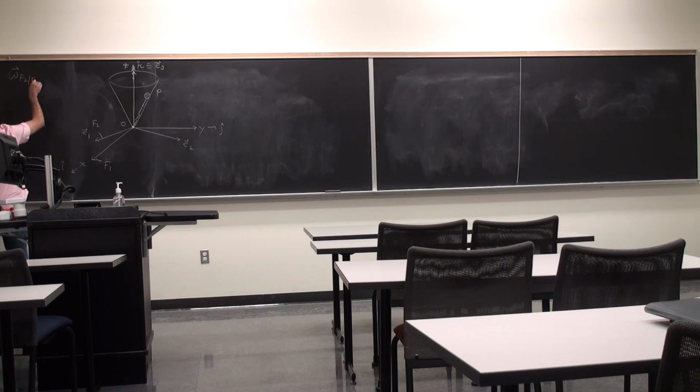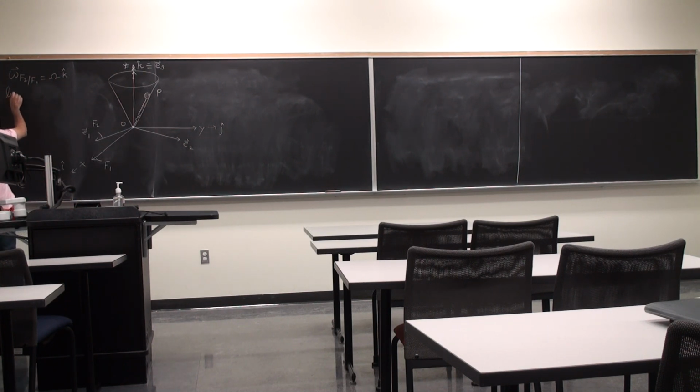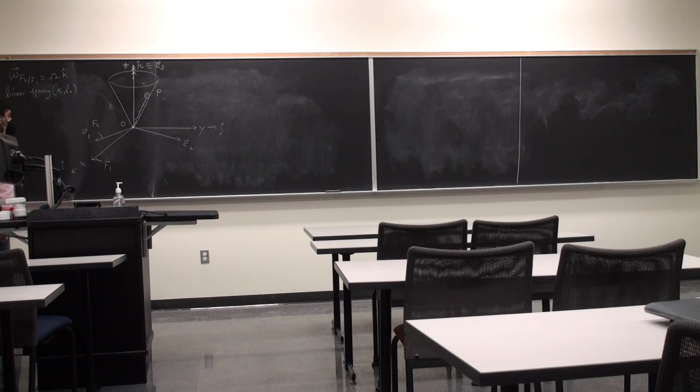Omega of F2 slash F1 is capital Omega K hat. Capital Omega need not be a constant, it can be varying with time as well, so I could have an omega dot, which is the angular acceleration of the cone itself. Stiffness K for the spring, linear spring. I'm going to call the undeformed length of the spring as L0. Okay, so the deflection of the spring is the difference between the deformed or the stretched length and the unstretched length of the spring. Okay.